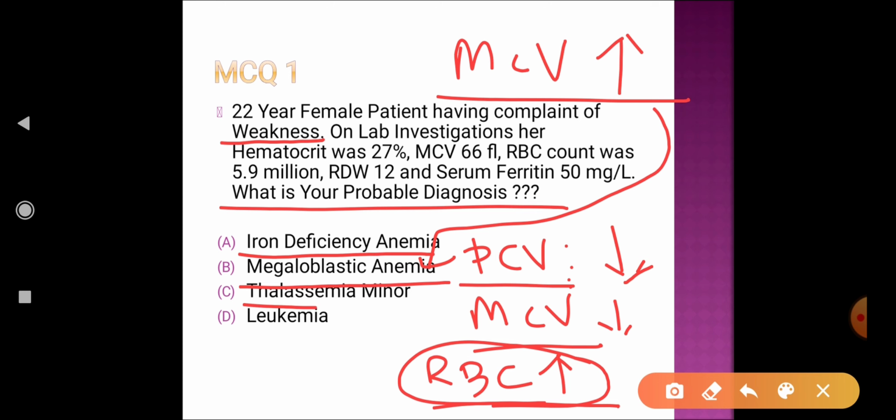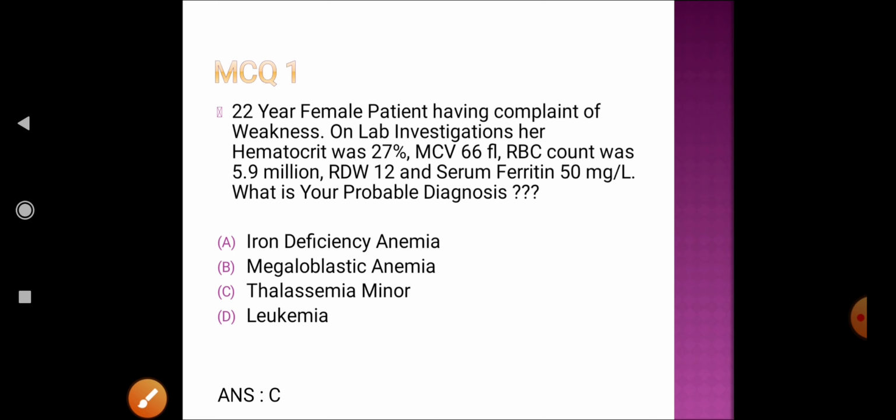The third option is thalassemia minor. Thalassemia minor is one of the hemolytic anemias, and the patient is usually asymptomatic. The patient will complain only of fatigue and weakness, and doesn't need a blood transfusion. In thalassemia minor, because of hemolysis, there is compensatory extramedullary erythropoiesis, and so your RBC count is high. So this is the case of thalassemia minor, and your right answer will be thalassemia minor.